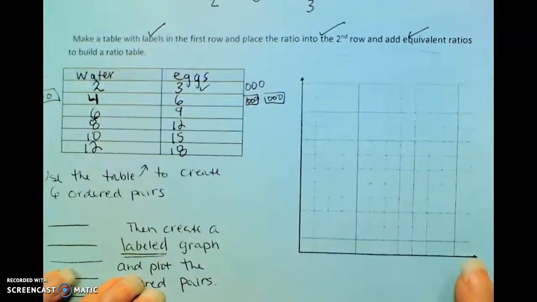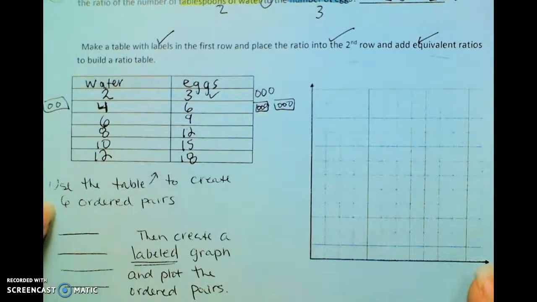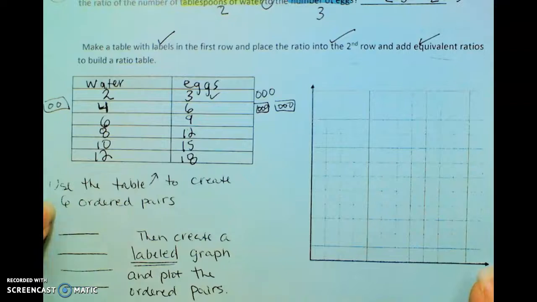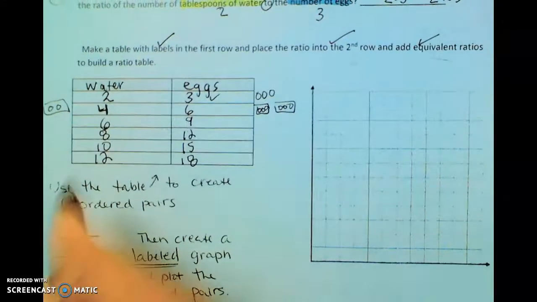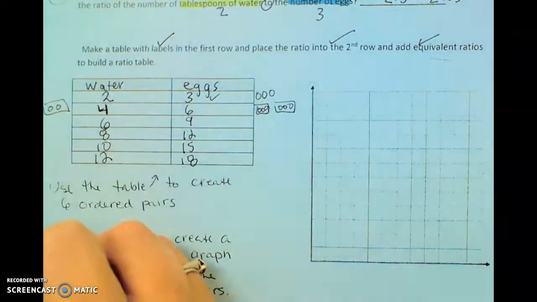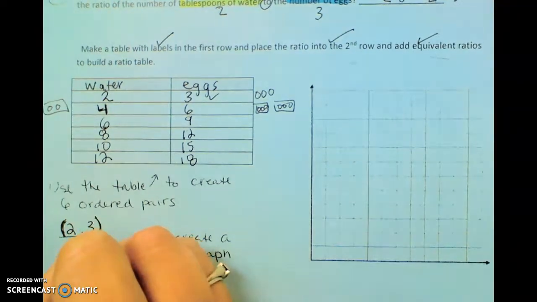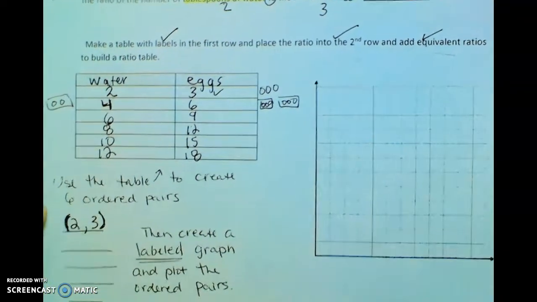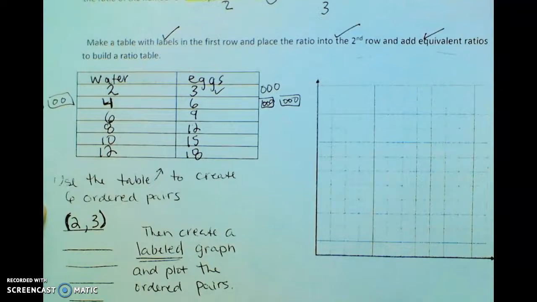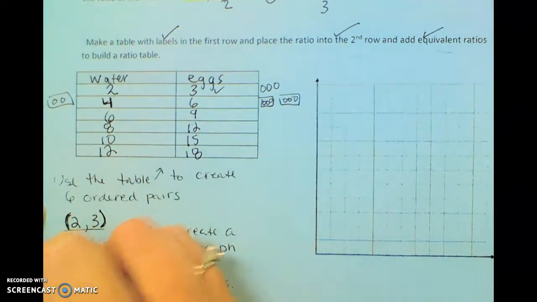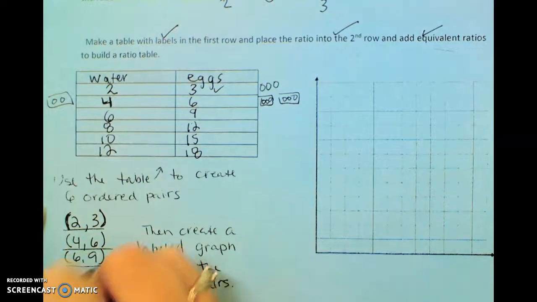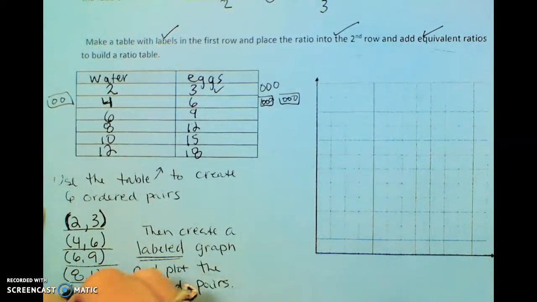So then it says, use the table to create 6 ordered pairs. Ordered pairs are the things that we graph on the coordinate grid. And ordered pairs come right off of here. Their notation is parentheses, number, comma, number, parentheses. You have to have the notation there. Otherwise, they aren't ordered pairs. So I have (2, 3), (4, 6), (6, 9), (8, 12), (10, 15), and then (12, 18).